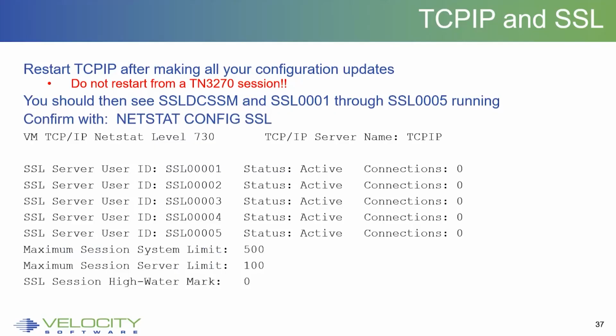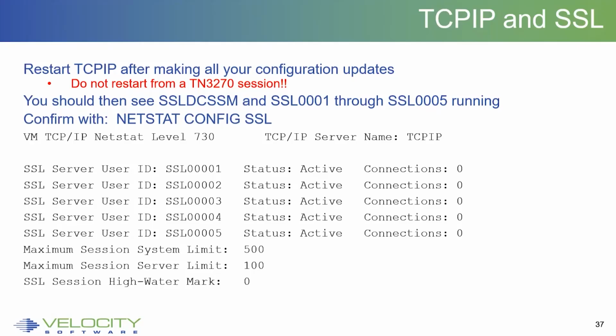Now, once you have all of that set up, all of your configurations are done for TCP/IP, and your certificate database is all ready to go, this is when you can restart TCP/IP and let those configuration changes take effect. Now, in red letters, this is important. If you've never done this before, don't restart TCP/IP from a TN3270 session, because that's when you lose your session. Your TN3270 session just goes away because you've restarted TCP/IP. So be logged on somewhere else.